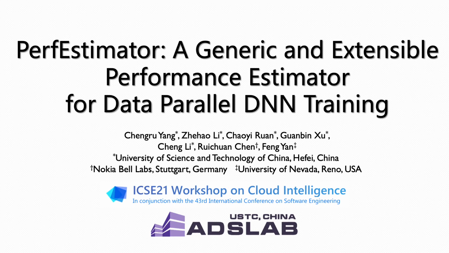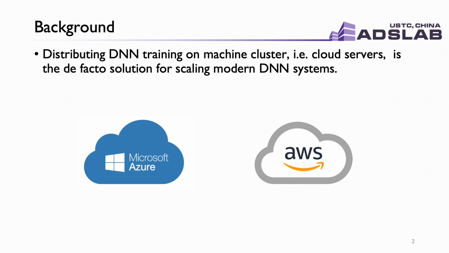Hello everyone, today we are very glad to introduce our work, PerfEstimator, a generic and extensible performance estimator for data parallel DNN training. Today, distributing the training of deep neural networks, or DNNs, on clusters like cloud servers is the de facto solution for scaling modern DNN systems.